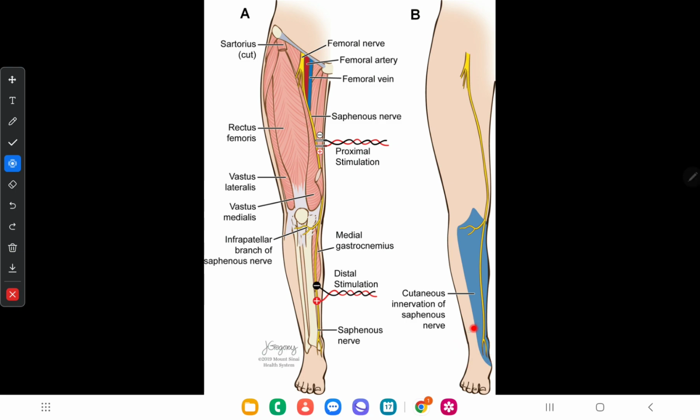Then in the ankle region, the saphenous nerve, as you can see here, passes in front of the medial malleolus. You have the medial malleolus here, and the saphenous nerve passes in front of it and along the medial border of the foot and terminates in the region of the ball of the big toe. Here you have the ball of the big toe, and the saphenous nerve terminates here.